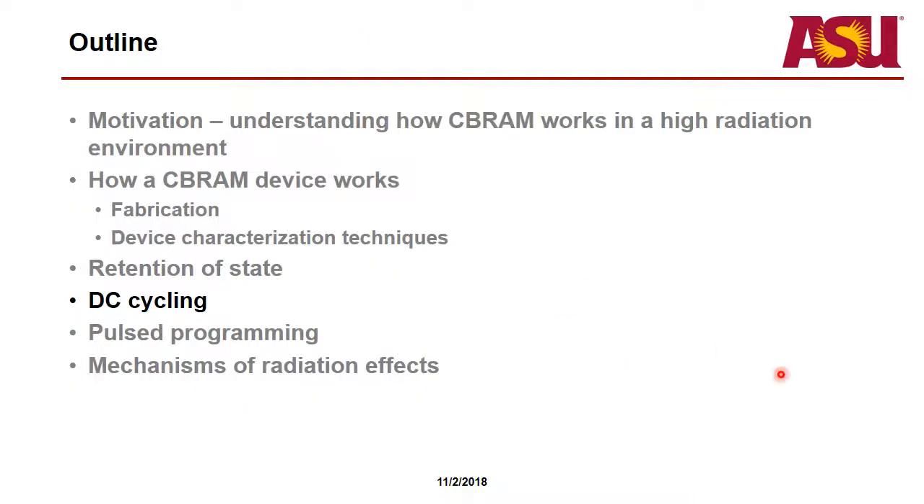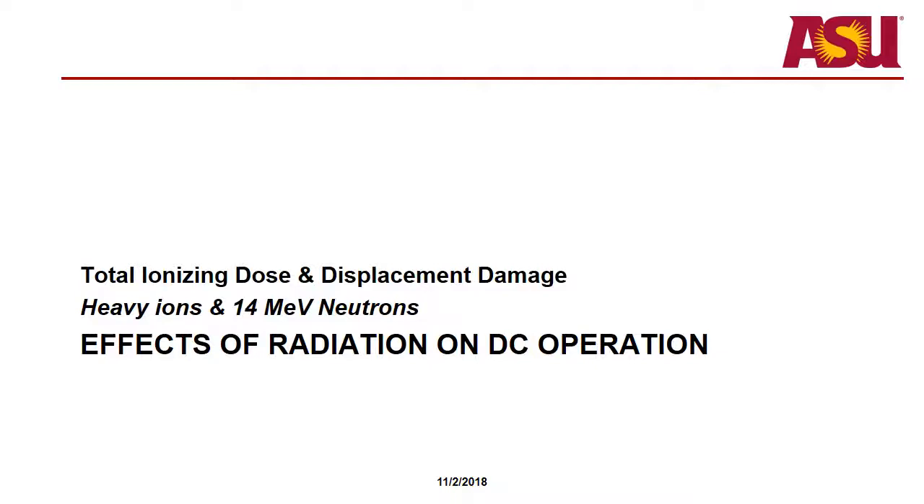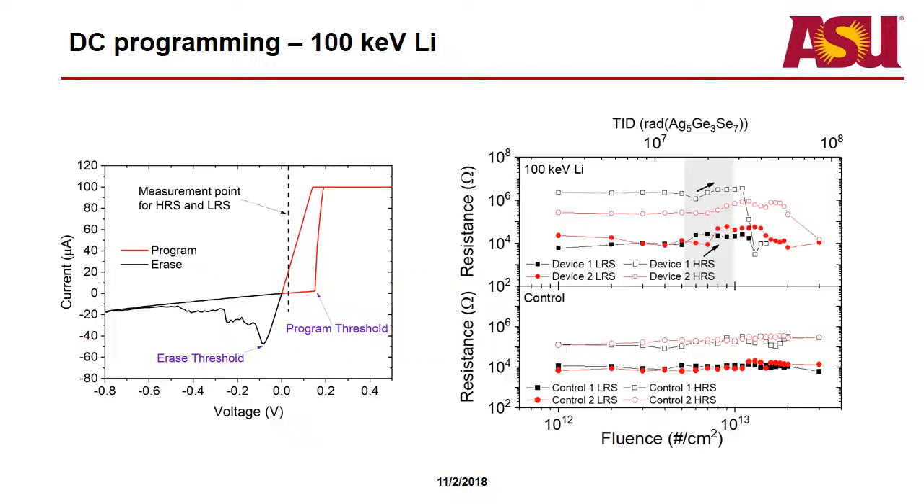Okay, so next I'm going to go into DC cycling and the effects that we see due to radiation during those types of tests. For these tests, we used both heavy ions, again, in this case lithium, and then we also used the 14 MeV neutrons for a displacement damage environment. For these exposures, we used the 100 keV lithium with the nano implanter. And then instead of doing retention tests, we were doing IV sweeps between each fluence step.